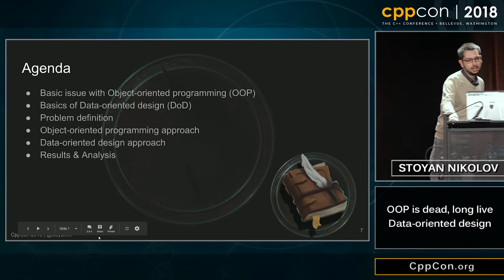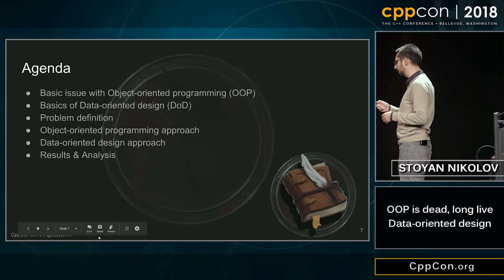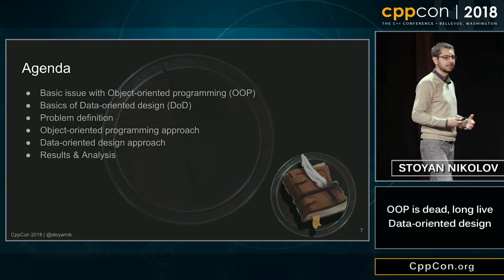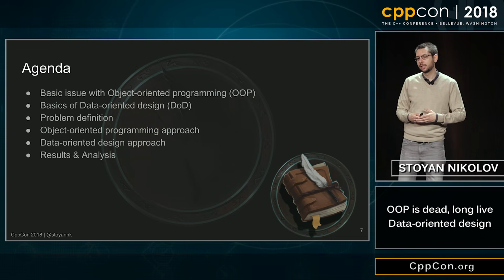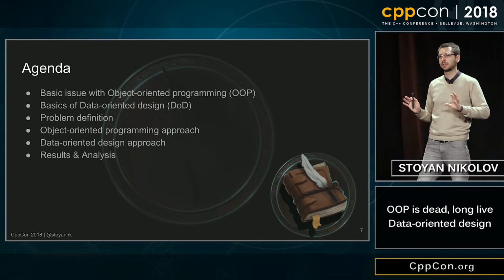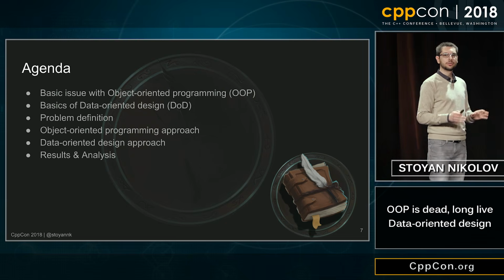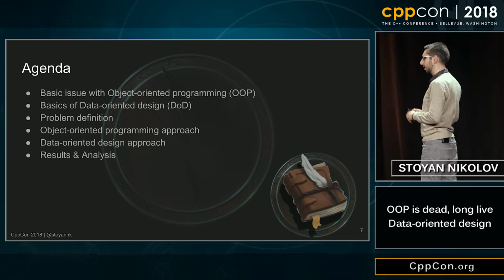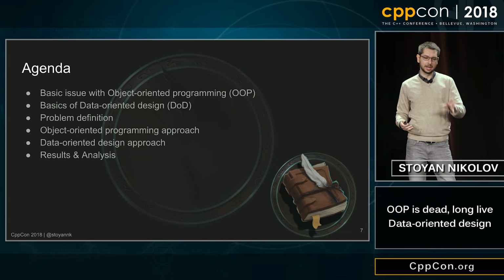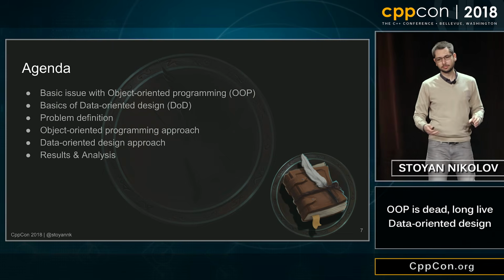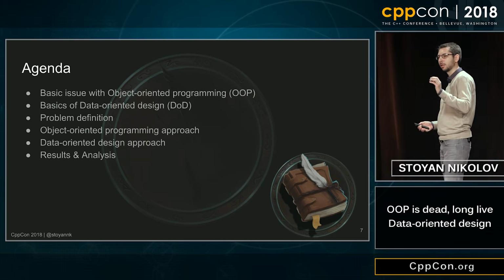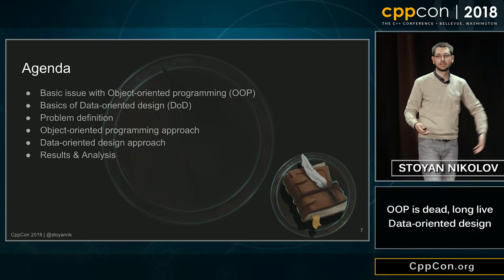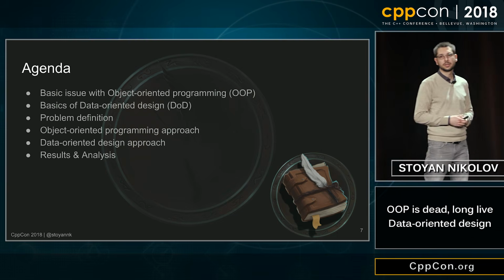So today's agenda is we'll be looking at the basic issues of object-oriented programming. I'll just glance at the things that we believe can be done better. We'll look at the basics of data-oriented design. There are a lot of resources. I have a final slide with references that you can look up later. The idea for today will be to design a specific system, to look at a design made with object-oriented programming, then to redo it with data-oriented design, and see the difference between those two.